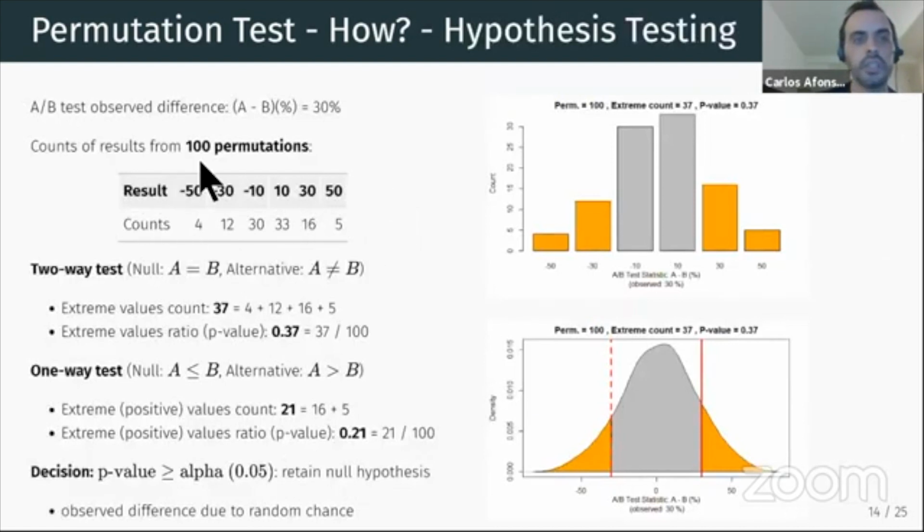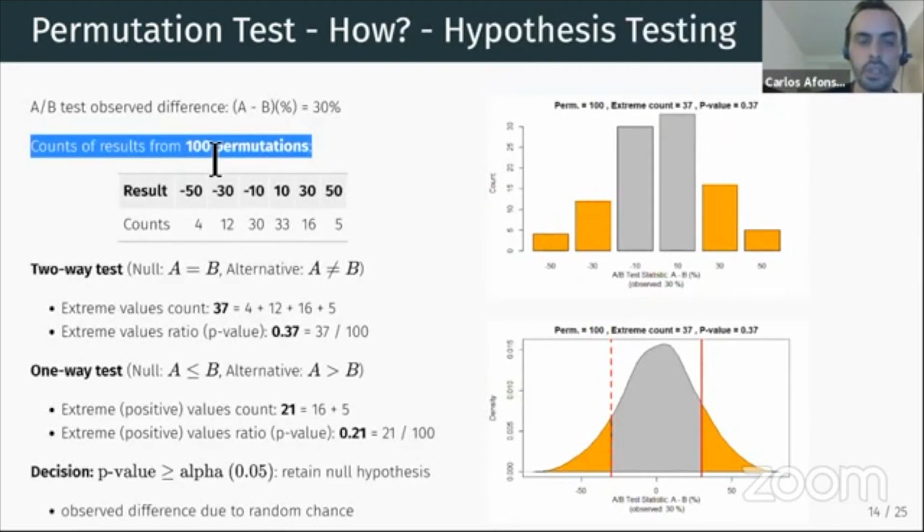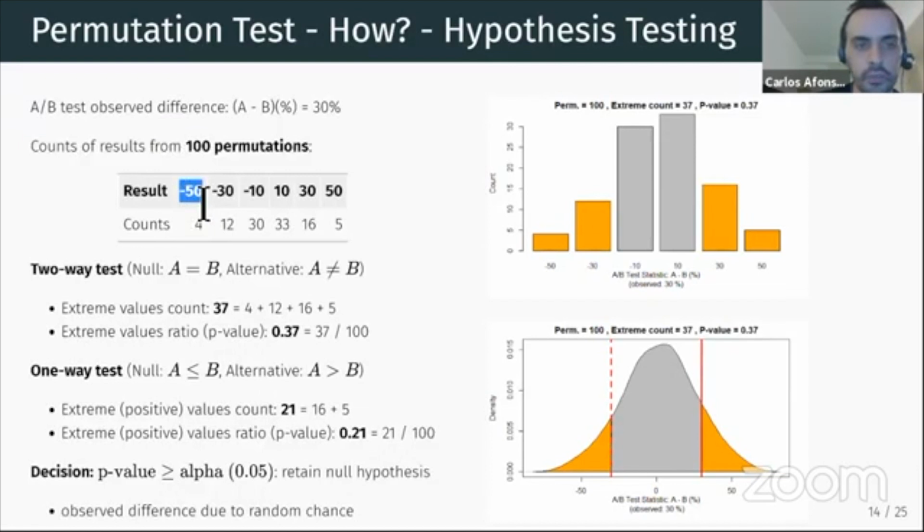So I did 100 permutations of that process that I illustrated before, and these are the results I got. 4 times I got the value -50 for the test statistic. 12 times I got the value -30. 30 times I got the value -10. 33 times I got the value 10. 16 times I got the value 30, and 5 times I got the value 50. These are the results that we got for the 100 permutations.